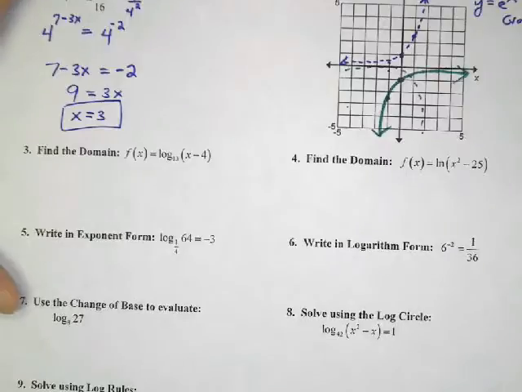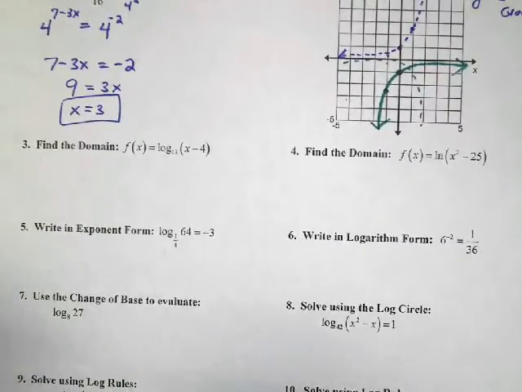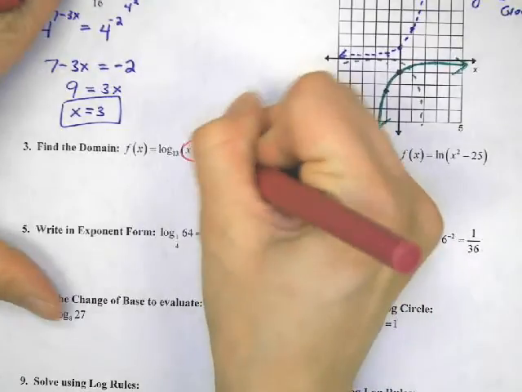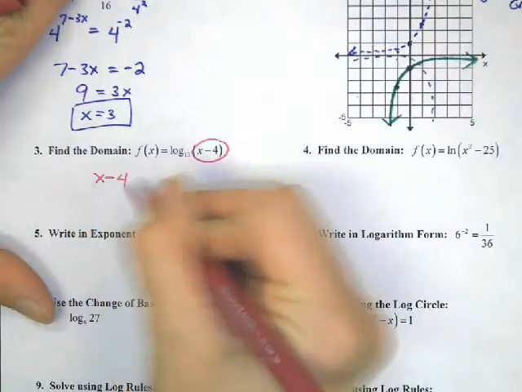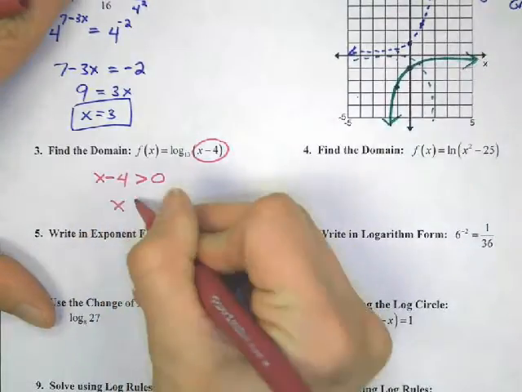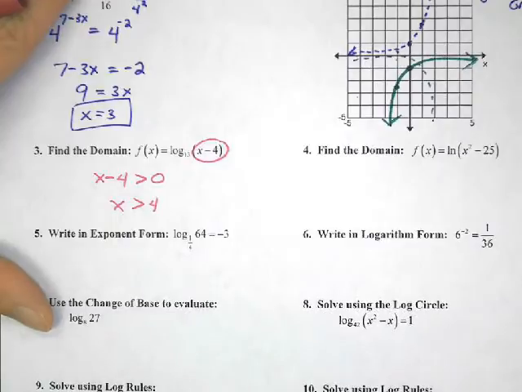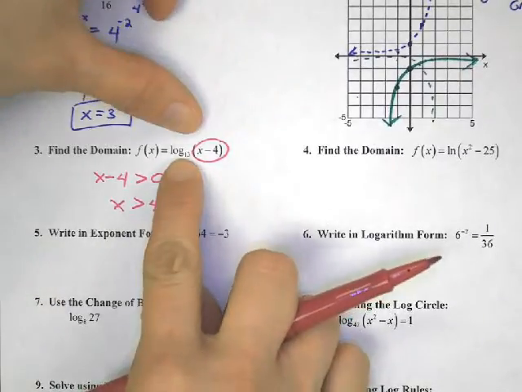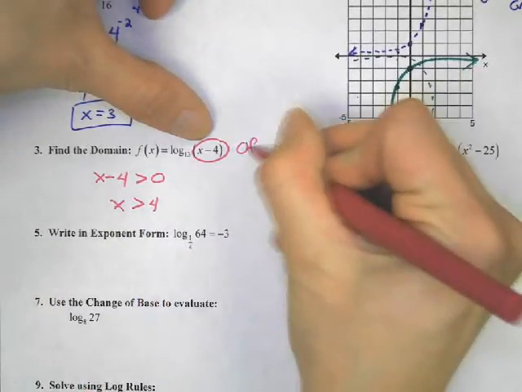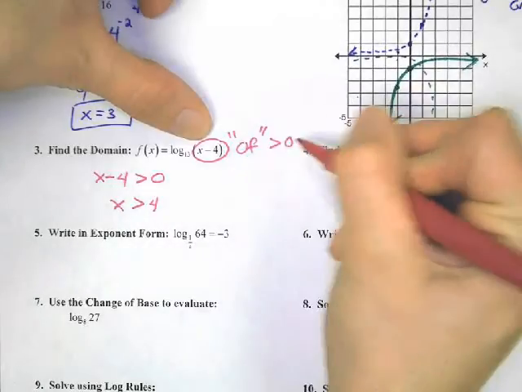Okay, how about domain? Whenever you're doing a log, you have to have the argument greater than 0. So x minus 4 is greater than 0. X should be more than 4 for this logarithm to work. It does not matter what the base is. The argument has to be greater than 0.